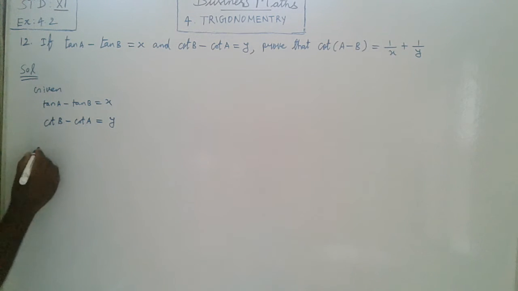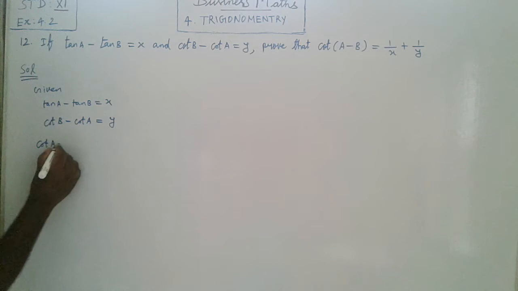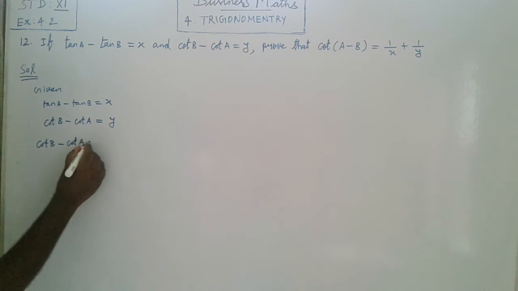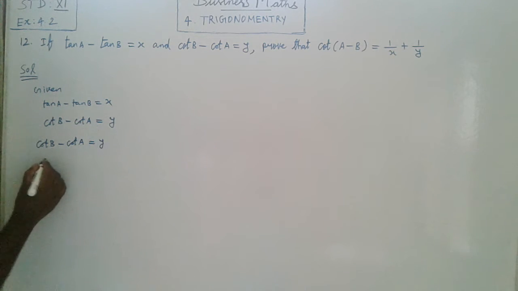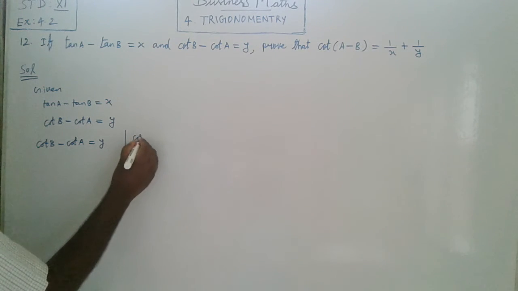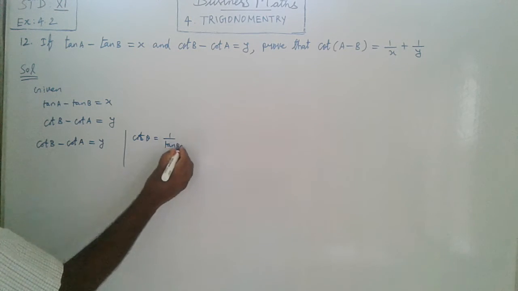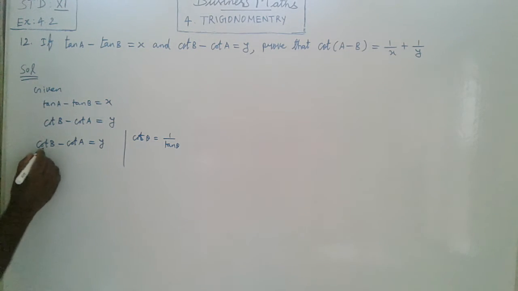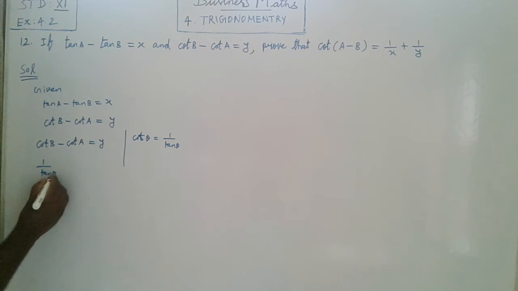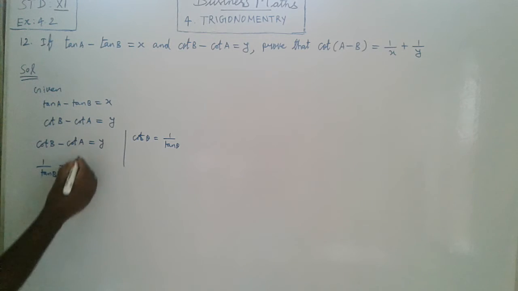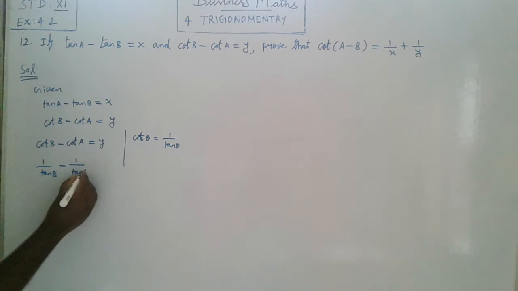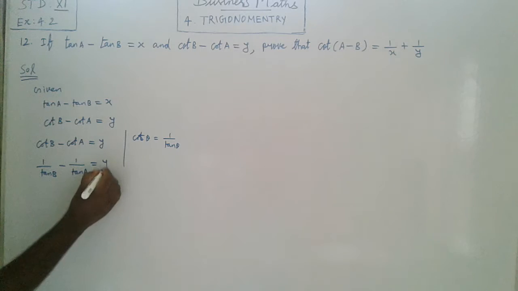We take cot B minus cot A equal to y. We know that cot theta equal to 1 divided by tan theta is the formula. So we substitute cot B as 1 by tan B minus cot A as 1 by tan A, equal to y.